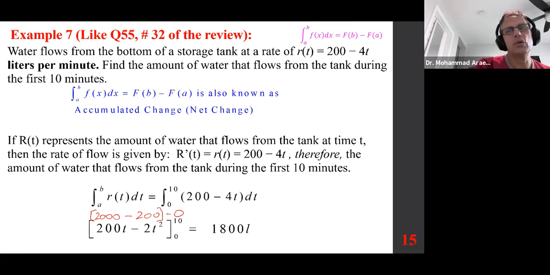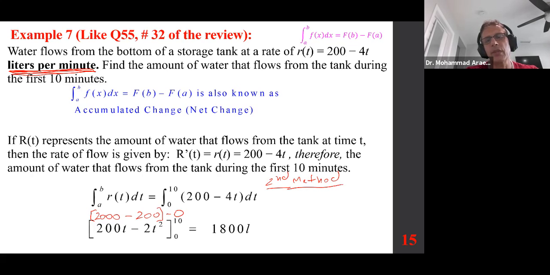Why is that? Let's go back to R of t and take a look at this unit here, liters per minute. That was the rate, liters per minute. So what is the amount of water? The units would be in liters accordingly. We could find, okay, I'm going to look at the second method in the next example. The second method, I'd like you to try this at home.